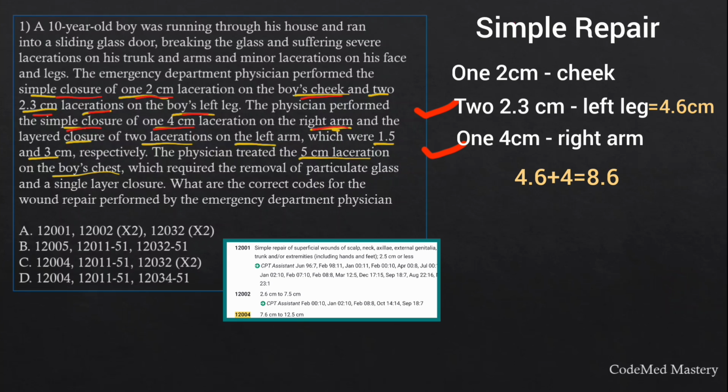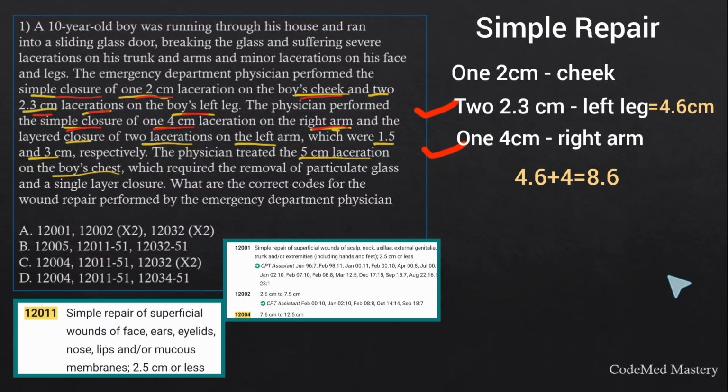Next, there is simple repair of 2 cm laceration on the boy's cheek. So, for that, we will use the code 12011. That is simple repair of superficial wounds of face, ears, eyelids, nose, lips or mucous membrane. Cheek will come in this category, right? And the size is 2 cm. Therefore, we will use the code 12011.